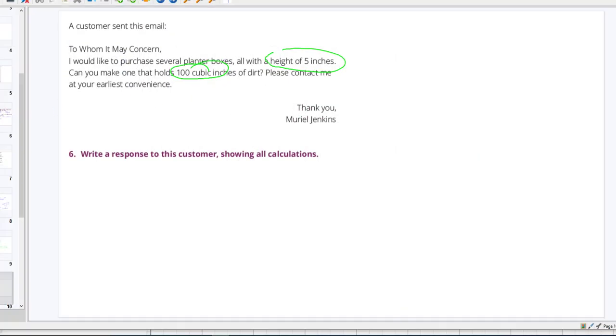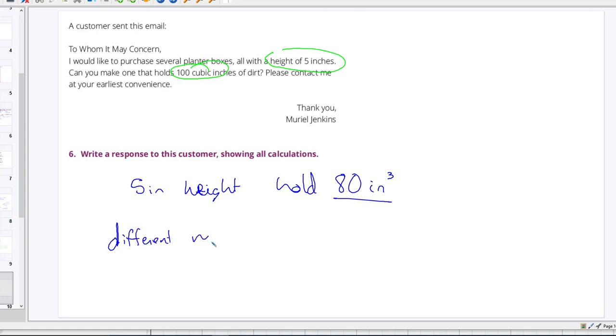So a 5-inch height will only hold 80 cubic inches of dirt. So with what we have, we can only create the maximum of 80. So we need different materials.